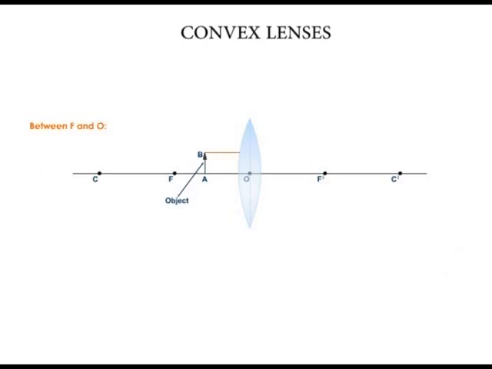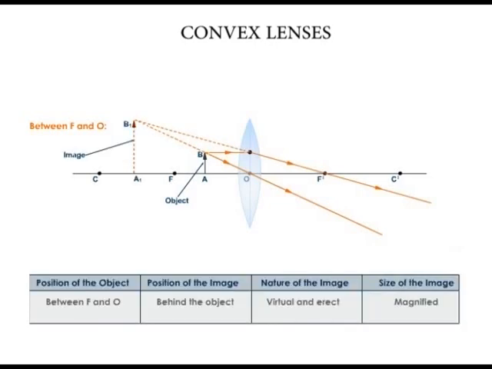First, a ray parallel to the principal axis after refraction passes through the focus, F. Then, a ray through the optical center passes through undeviated. Now, these refracted rays appear to intersect only when extended backwards. Therefore, for an object placed between F and O, a virtual, erect, and magnified image is formed behind the object.